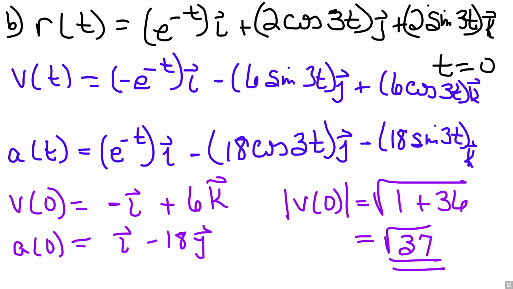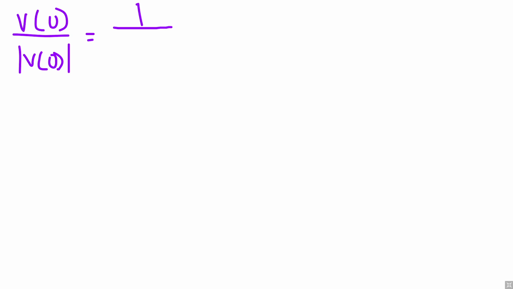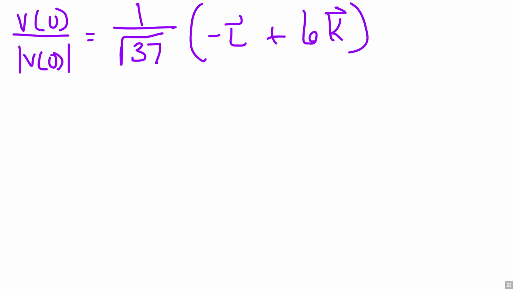Okay, so next we need to do direction. Basically the direction is a unit vector. So we're going to look at the velocity at 0 over the magnitude of the velocity at 0. So we're going to have 1 over the square root of 37 times our vector, which is -1 in the i direction plus 6 in the k direction. And then the last thing we have to do with this problem is write it in terms of speed and direction.